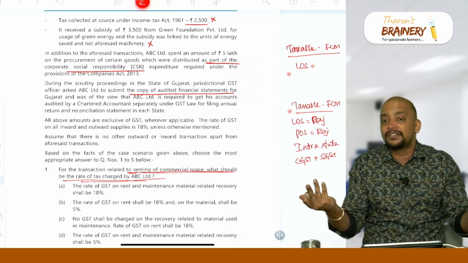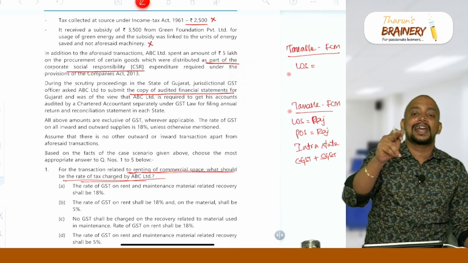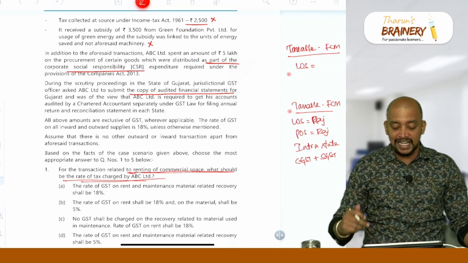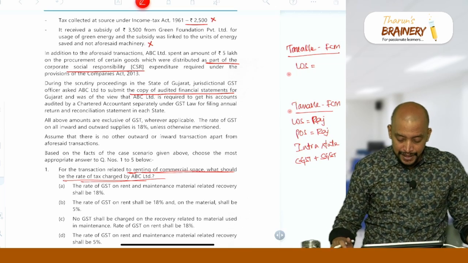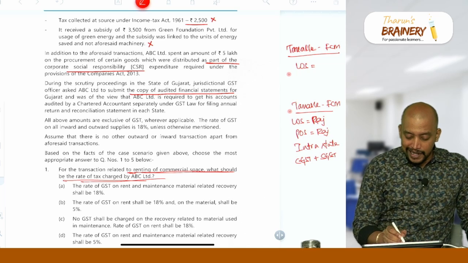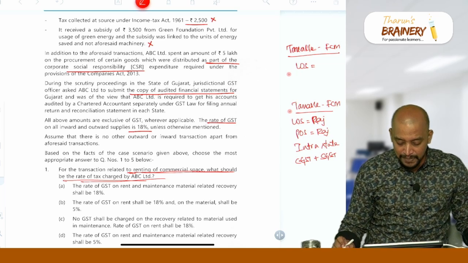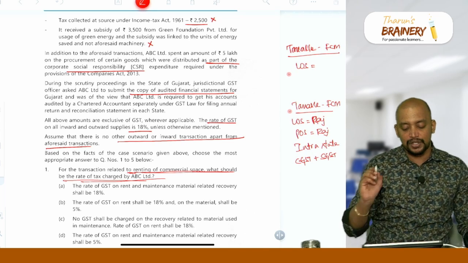Now we don't have audit. I told you, self-certified reconciliation statement. GSTR 9C is a self-certified reconciliation statement. That too it is applicable when their aggregate turnover exceeds 5 crores. So all amounts are exclusive of GST. The rate of GST on all inward and outward supplies is 18% unless specified. Assume that there is no other outward or inward transaction apart from the aforesaid transactions.